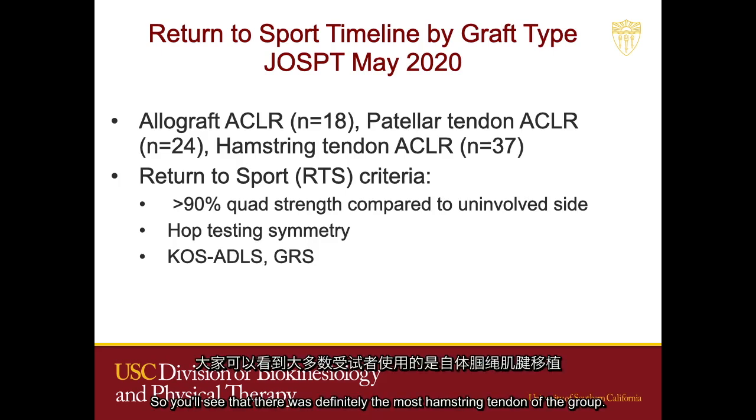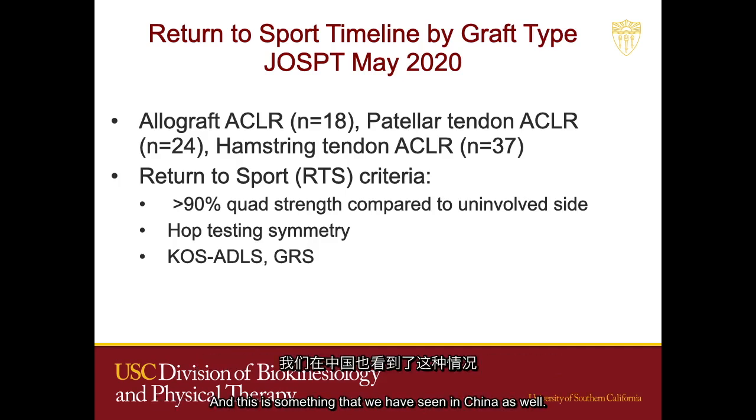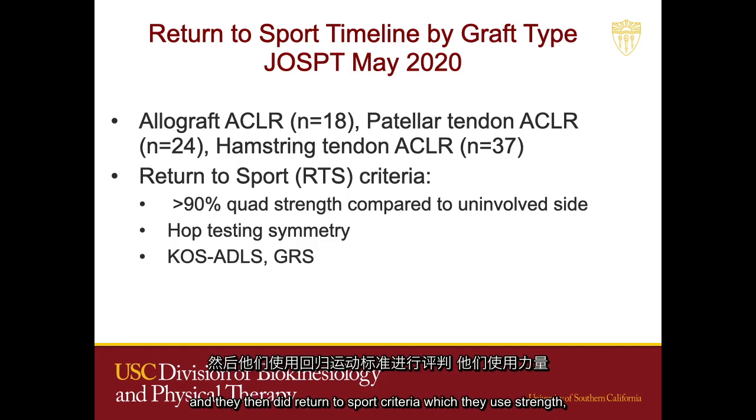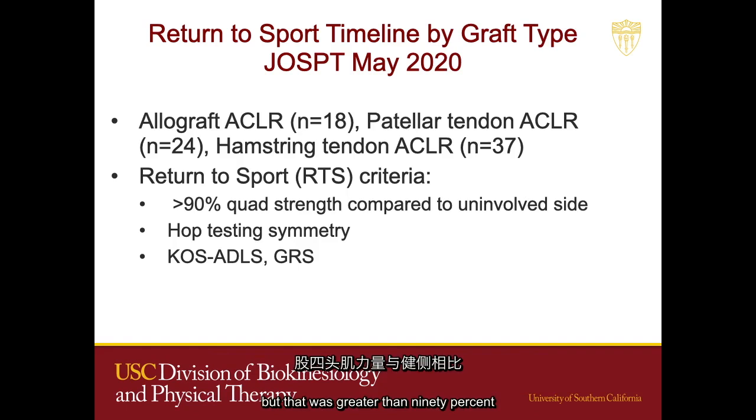You'll see that there was definitely the most hamstring tendon in the group, and this is something that we have seen in China as well. We probably see a lot more hamstring tendon autografts. They then used return to sport criteria, which included strength, unfortunately, that was greater than 90% quad strength compared to the uninvolved side. They did those hop tests, just like we talked about, and then they used some questionnaires.